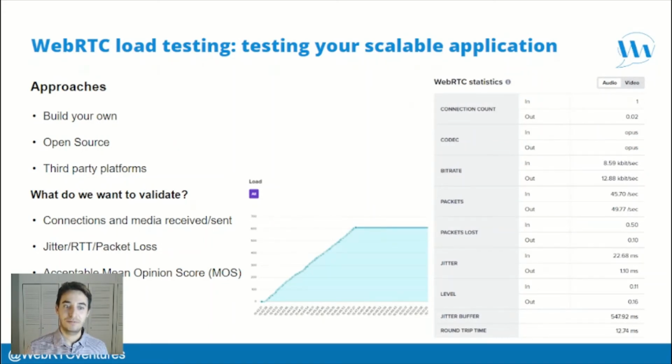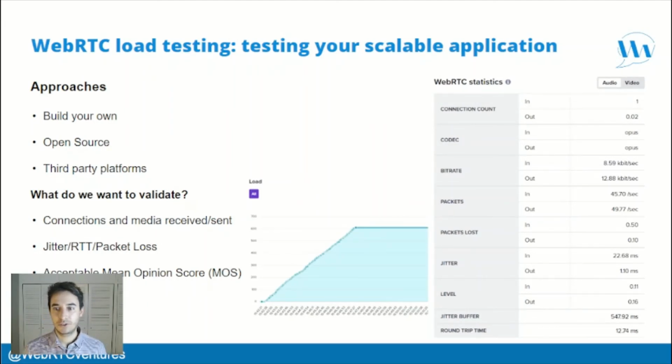In addition to verifying that we are effectively connected and sending and receiving media, we would also evaluate the performance by capturing information like jitter, RTT, which is round trip time, and packet loss. Those parameters usually indicate more or less accurately how good the video call or the audio call was. And there is also something called mean opinion score that is also used to evaluate audio and video quality, that can be used as well.